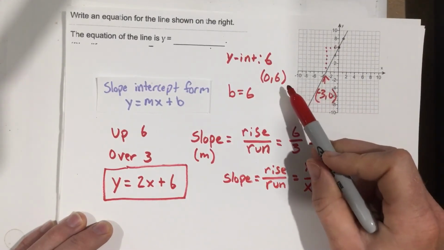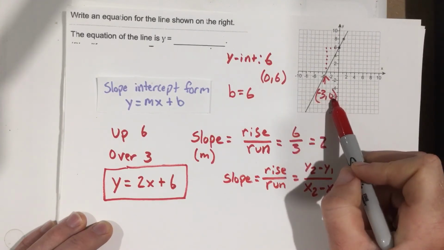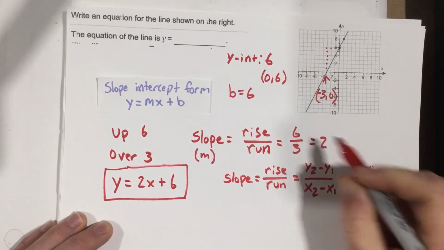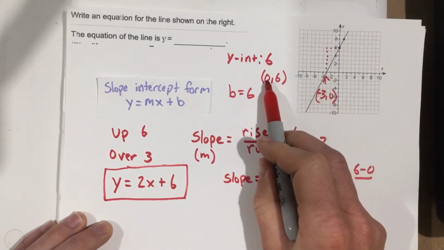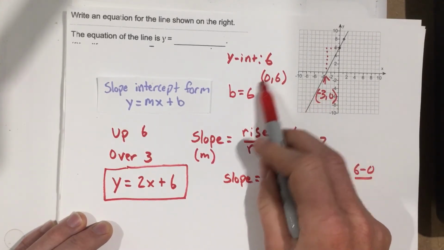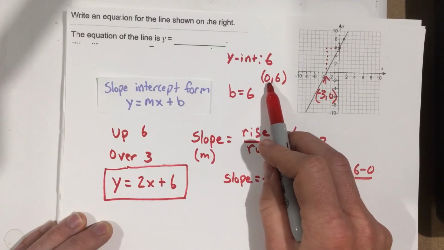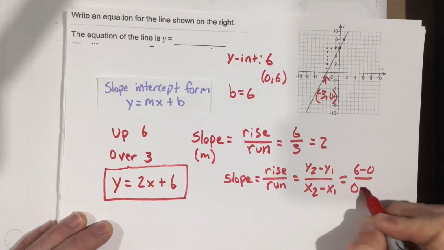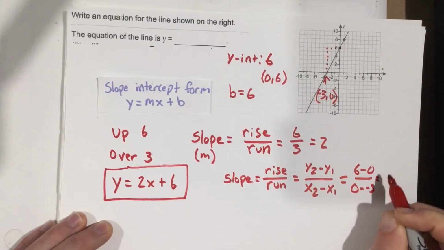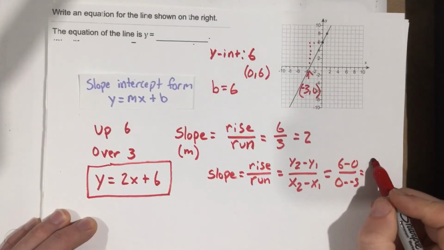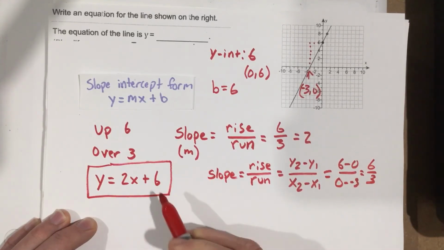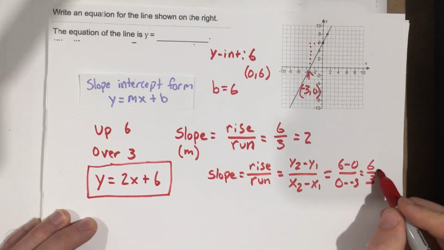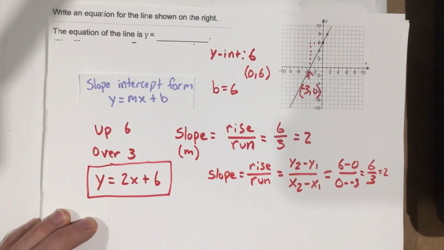So let's subtract the y coordinates. We have 6 and 0 for y coordinates, so let's go 6 minus 0. Then we go the same way, 0 minus -3. We're going to go with the same coordinate first, and then the same coordinate second. So 0 minus -3, and you can see we end up with 6 over 3, which is exactly what we counted a little bit ago to get the slope of 2. So that's just a second way to find the slope.